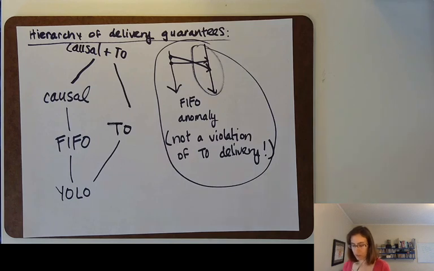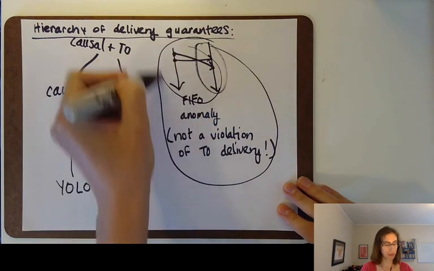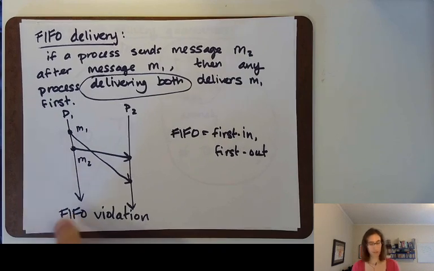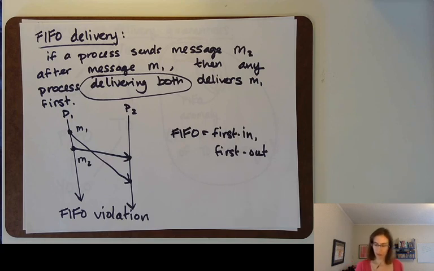Okay. So let's start to talk about how to implement FIFO delivery. Let's say that you wanted to rule out this kind of anomaly. How would you go about it? So here's the definition of FIFO delivery again. If a process sends message M2 after message M1, any process delivering both delivers M1 first. So there's an equivalent way to put that: messages that come from the same sender are delivered at any process delivering both in the order that they were sent. Okay, suggestions on what to do to implement this.